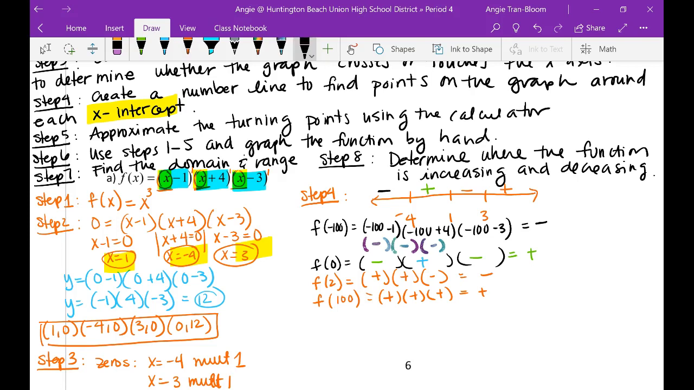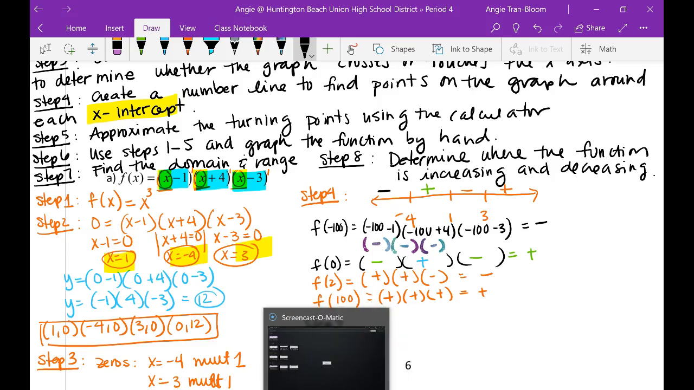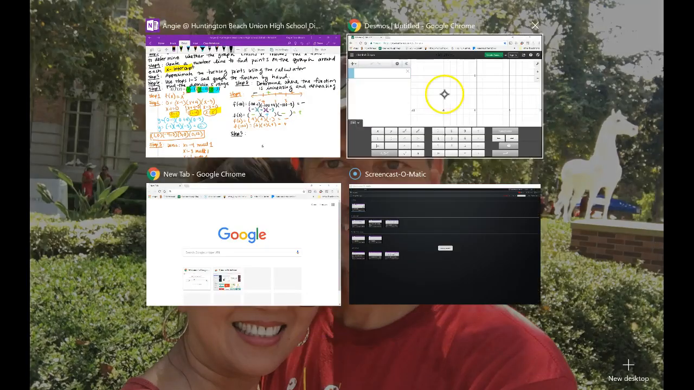Step 5. Approximate the turning points using the calculator. So this is when I really have to graph it out and find the max and min. Okay, so let's go find the max and min.